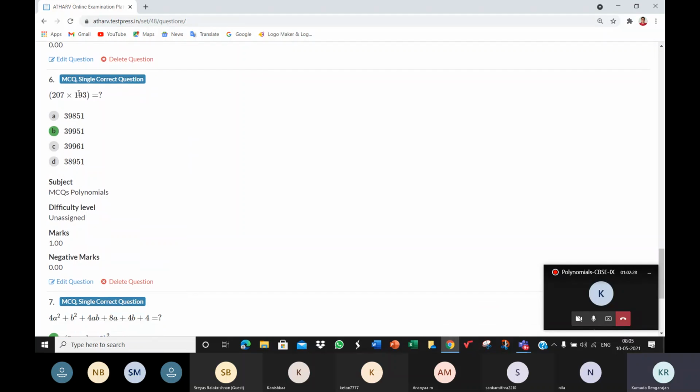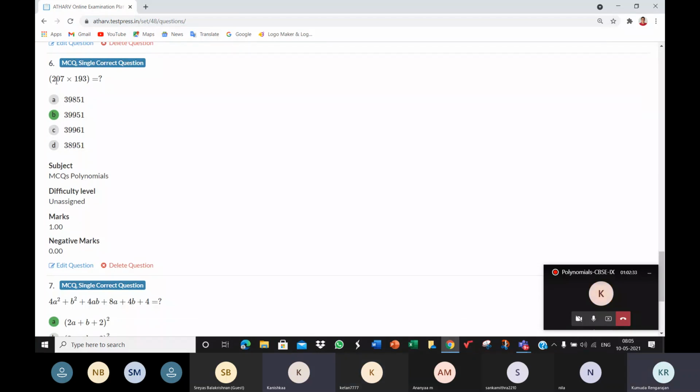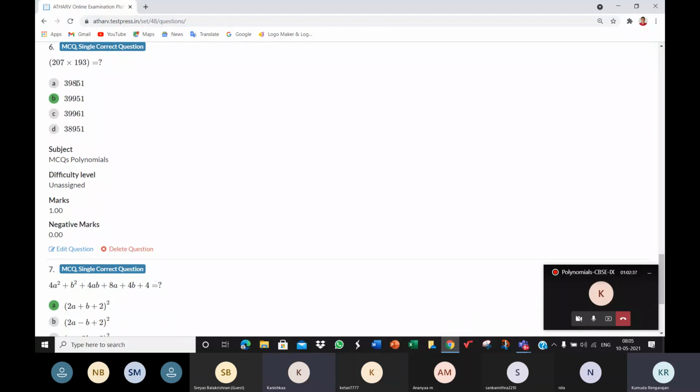This one, which identity? A plus b, a minus b, ma'am. So how do you write it as a plus b into a minus b? 200 plus 7 into 200 minus 7. Okay, so next step? A squared minus b squared. So 200 the whole square minus 7 the whole square. Working that, you will get this answer.